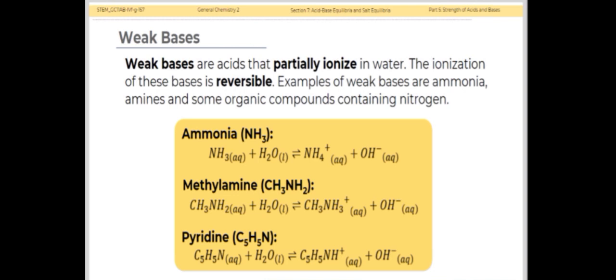Weak bases are bases that partially ionize in water. The ionization of these bases is reversible. Examples of weak bases are ammonia, amines, and some organic compounds containing nitrogen, such as methylamine and pyridine.